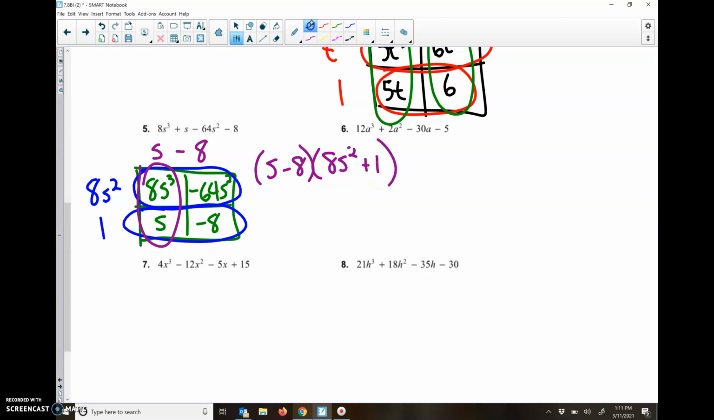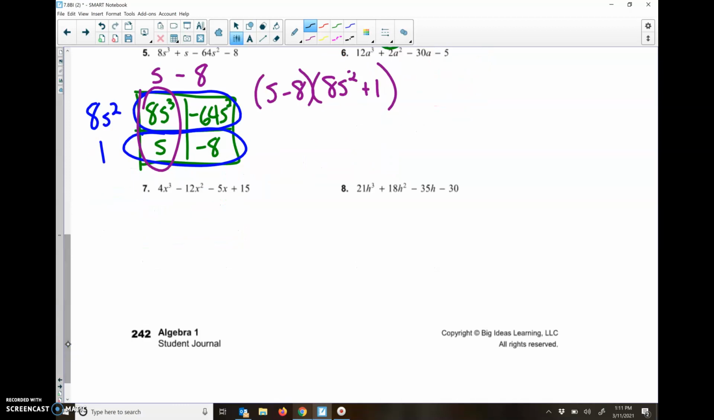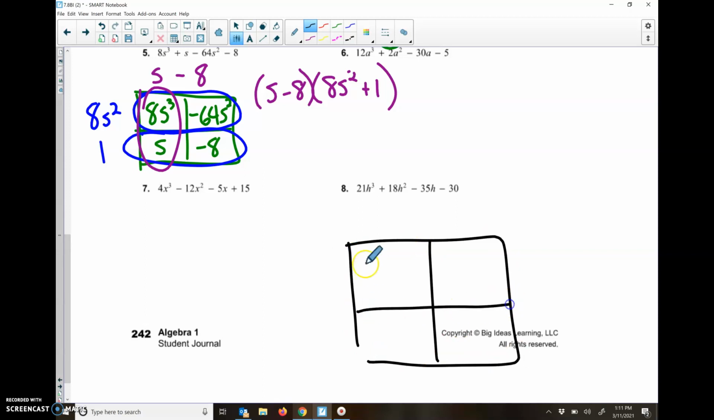Okay, let's look at one more on this page. Let's look at 8, because again, this one looks horrible if you're just doing guessing and checking, because there's so many ways to get to 21. There's so many ways to get to 18. There's so many ways to get to 35. So many ways to get to 30. I think if you're not doing Punnett squares, guess and check is just going to drive you crazy with these. So if I do a Punnett square here, 21h to the third, 18h squared, negative 35h, and negative 30.